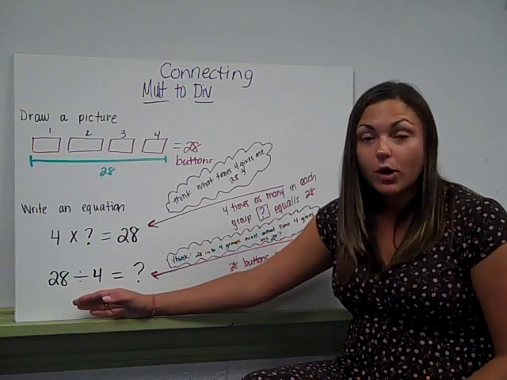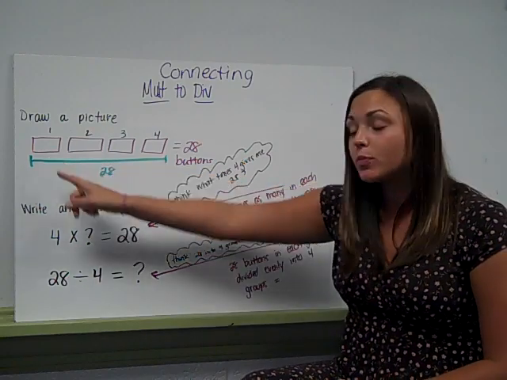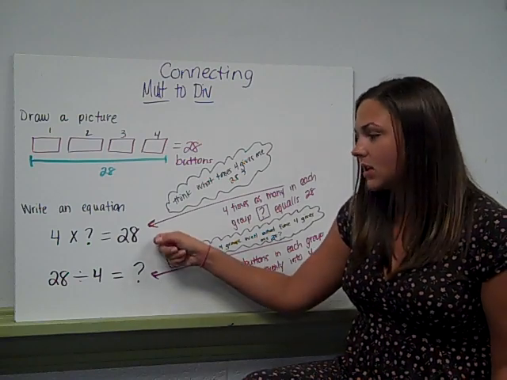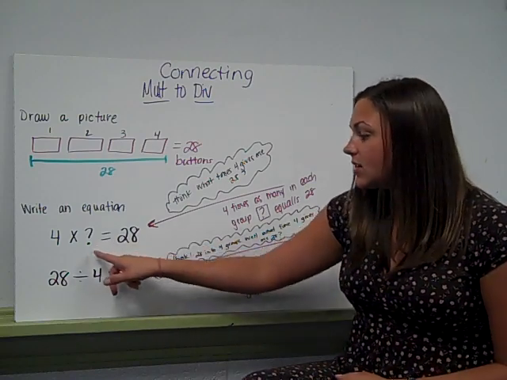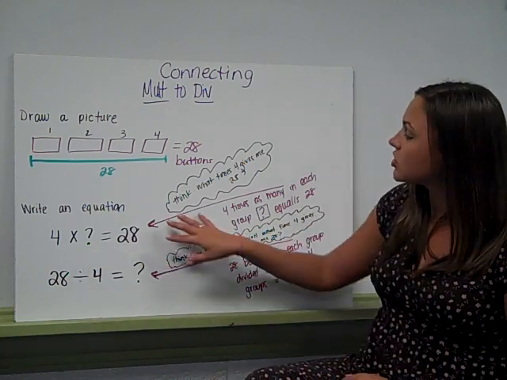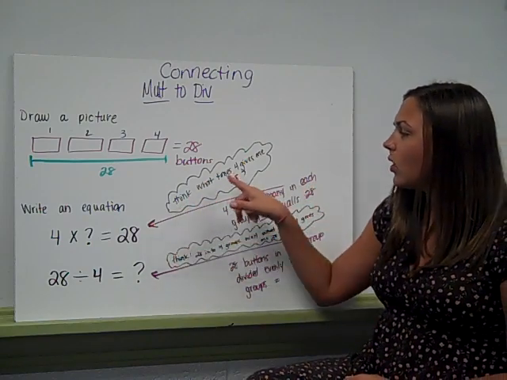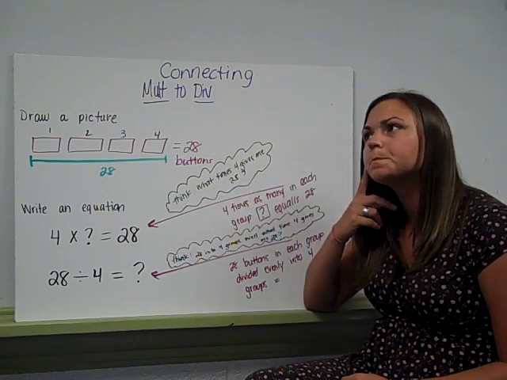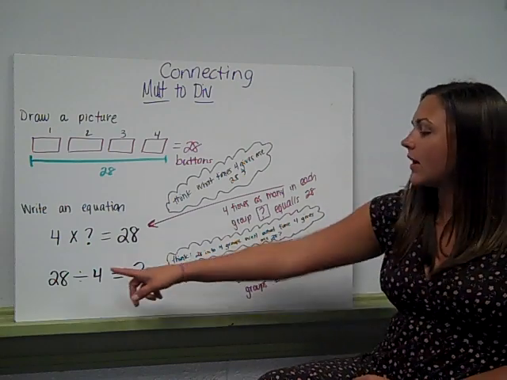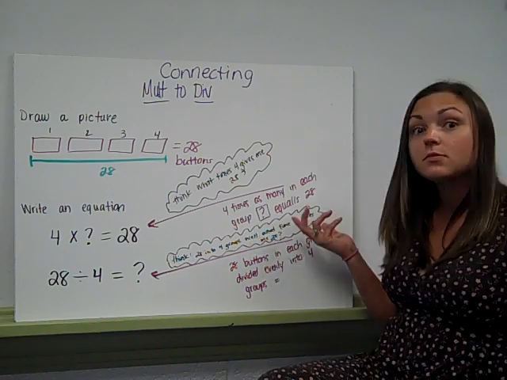Or I could write it as a division problem. 28 total buttons divided into 4 groups equals how many is going to be in each group. This is asking me the same thing. The number represented by the question mark, whatever it equals, is the same number. So here I'm saying 4 times as many in each group equals 28. Think, what times 4 gives me 28? Then down here you think, well, I have 28 into 4 groups. Well, what times 4 gives me 28?